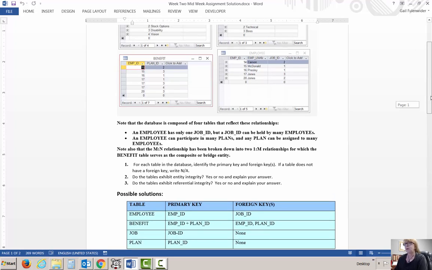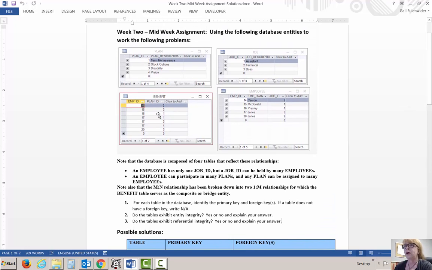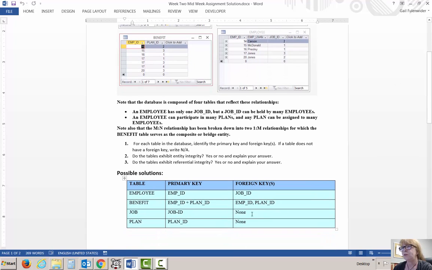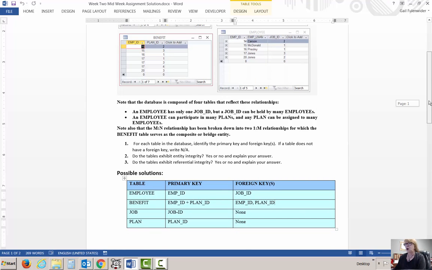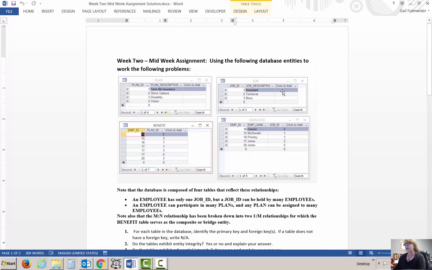Now, if I look at my benefit, in order to get to the plan ID, its foreign key goes to the primary plan. The same way for employee ID. Its foreign key goes to employee primary. So for the benefit, we have 2 foreign keys. Now, if we look at job, it does not have any key links to another entity. Neither does plan, so neither one would have foreign keys. Okay?